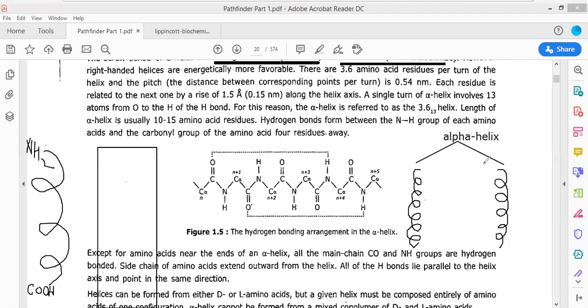So I'm just writing it down. Right-handed alpha helix. This is right-handed. I'm finding difficulty while writing with this mouse. This is right-handed, and there is the other one that is referred to as the left-handed alpha helix. Writing here, left-handed.